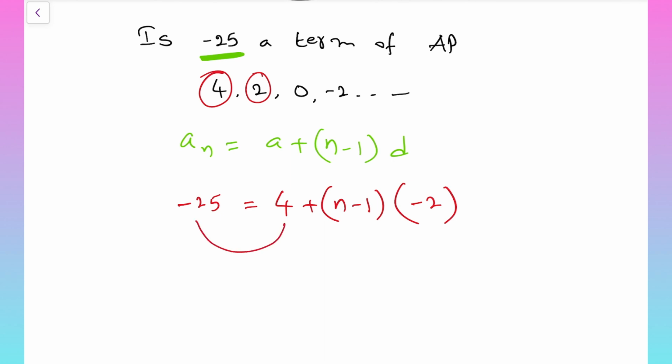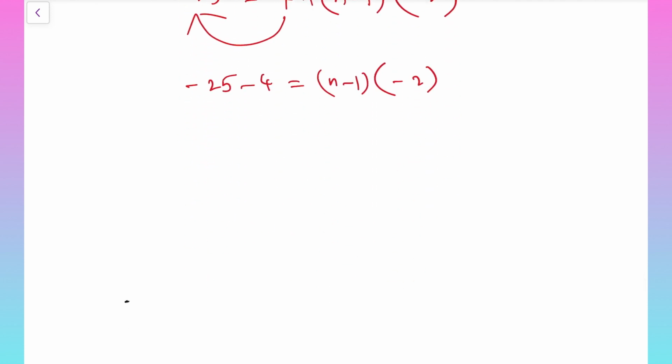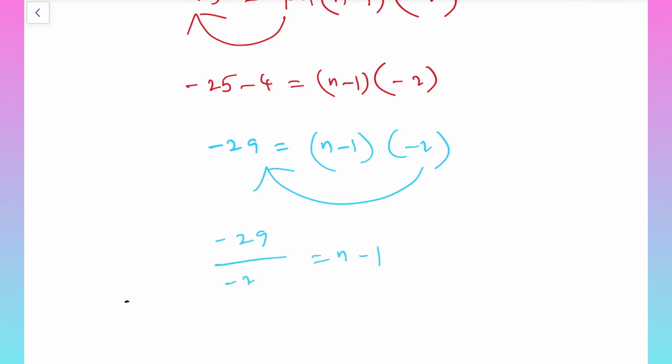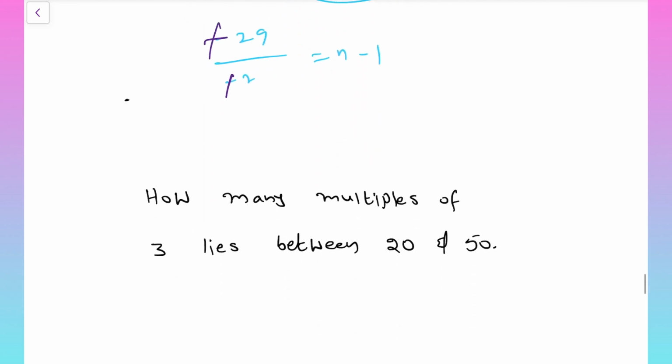Now take this 4 to the left side. If you take 4 to the other side, it becomes minus 4. Minus 25 minus 4 is equal to (n minus 1) into minus 2. Minus 25 minus 4 is minus 29, equal to (n minus 1) into minus 2. Take minus 2 to this side, so minus 29 divided by minus 2 is equal to n minus 1. Here the minus will get cancelled, and we remain with n minus 1 equals 29 by 2.